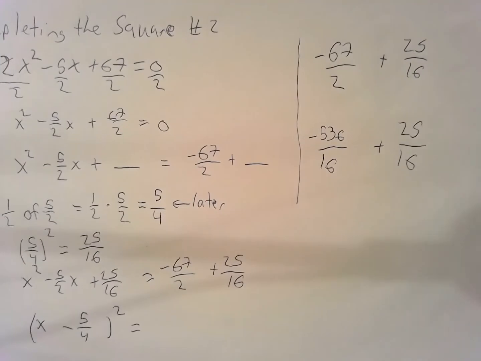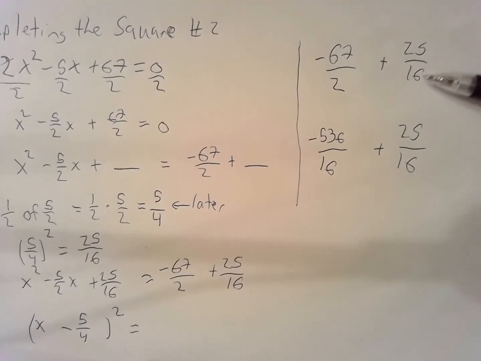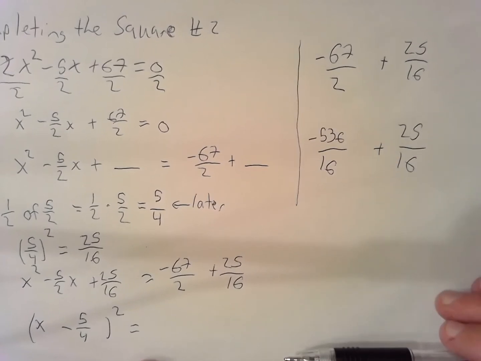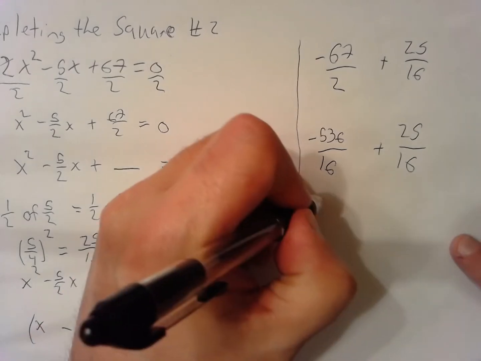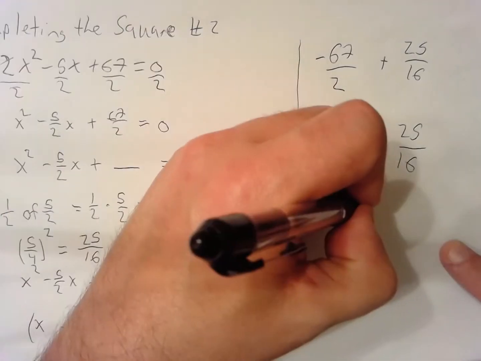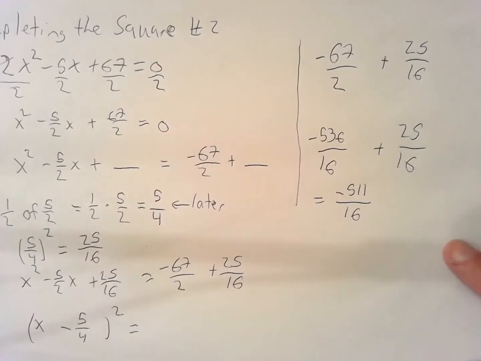Okay, that's just getting a common denominator. I need a common denominator of 16. I multiply top and bottom here by 8. Now I've got a common denominator. I can add the numerators, so just negative 536 plus 25. I can get my calculator out again. 511. So this is negative 511 over 16.